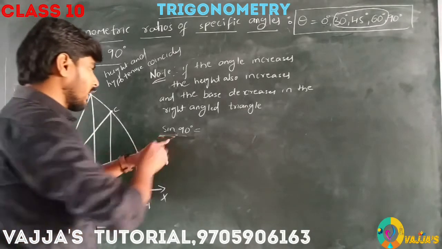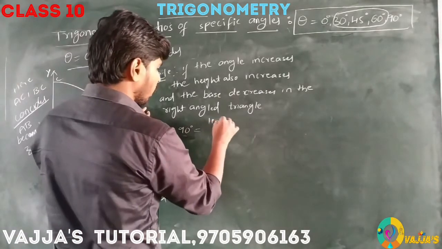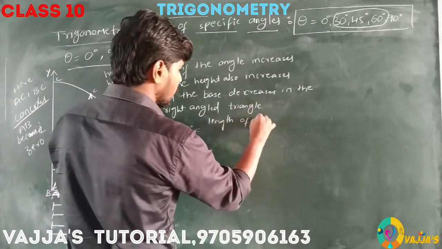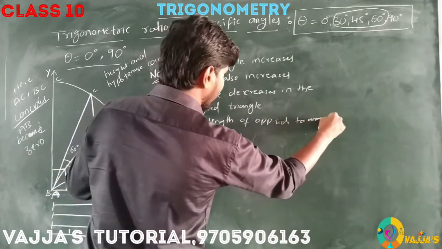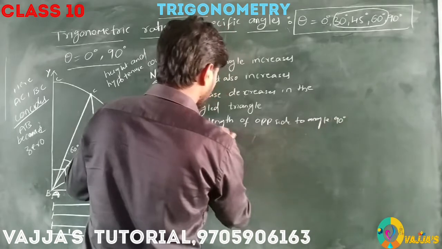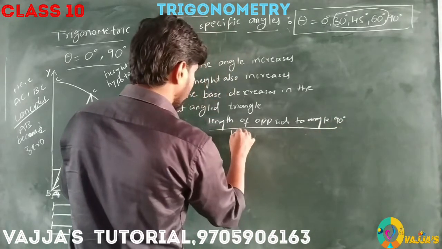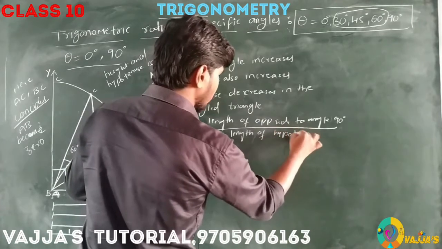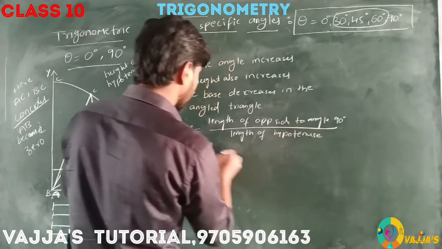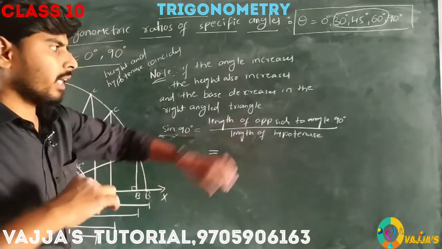So what is sin 90 here? Length of the opposite side to angle 90 by length of the hypotenuse. What is the opposite side to angle 90?